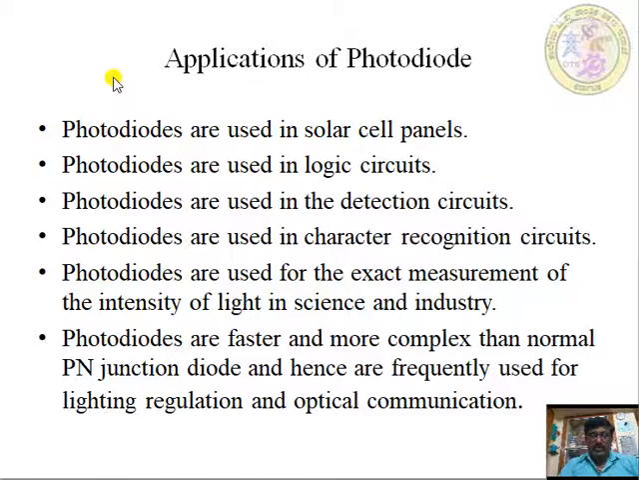Photodiodes are used in solar cell panels, and they are also used in logic circuits, in detection circuits, in character recognition circuits, and also for exact measurement of the intensity of light in science and industry. Photodiodes are faster and more sensitive than a normal PN junction diode, hence they are frequently used for lighting regulation and optical communications. Because photodiodes are very cheap, they are used in almost all things.